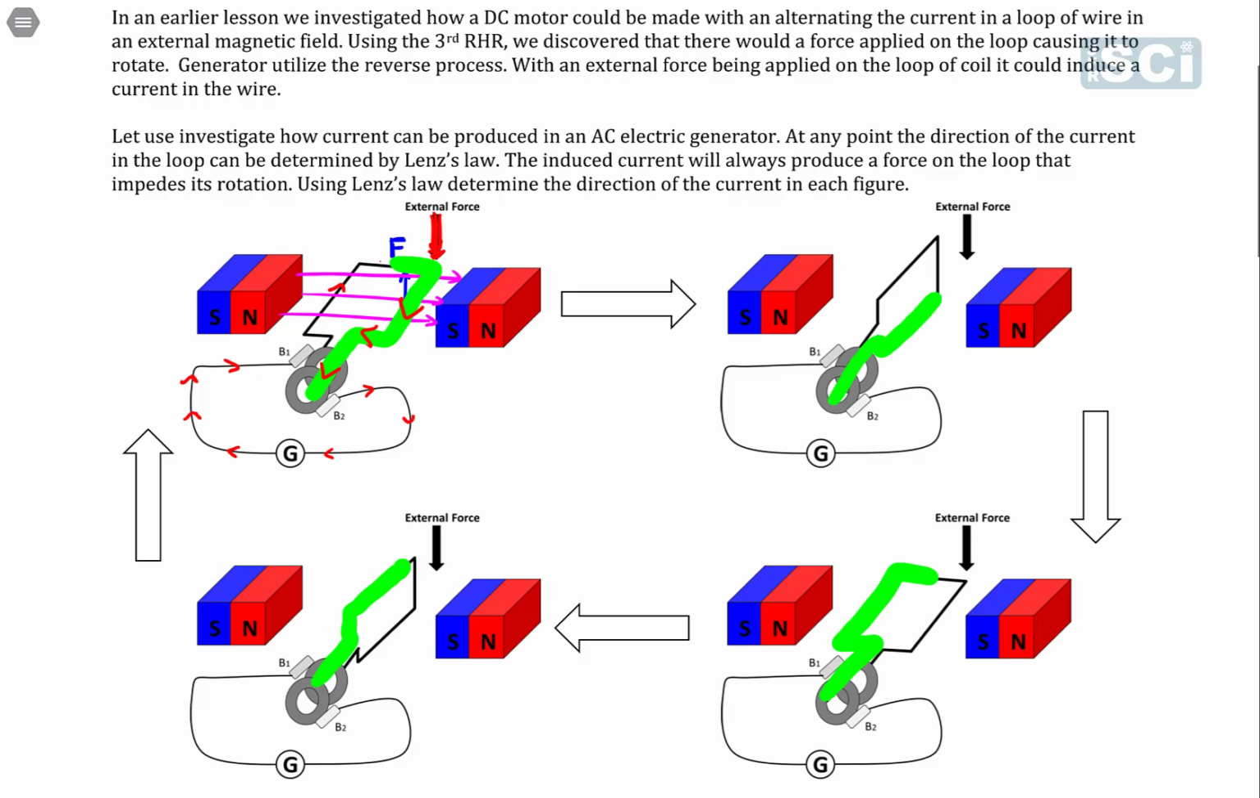Now when it turns 90 degrees, and I'm moving on to the second diagram now, when the wire is actually turned 90 degrees, there's no current. I'm going to write that here, no current. And that's because there is no force causing a rotation here. So there can't be a possible current going on.